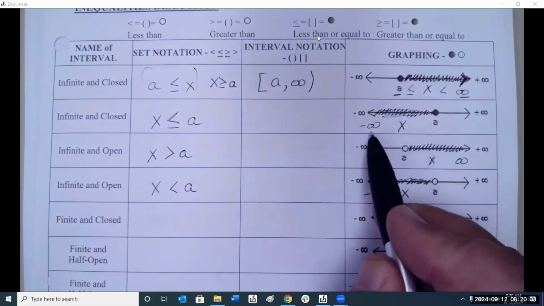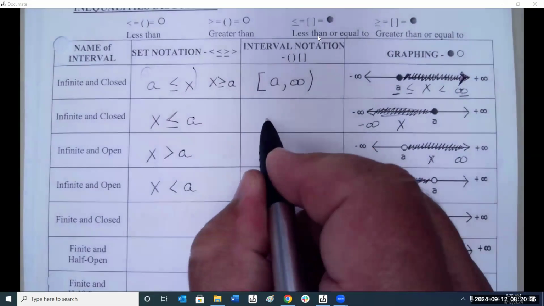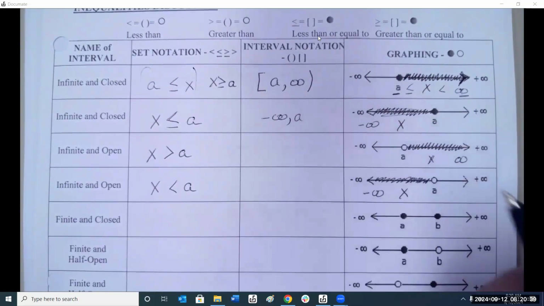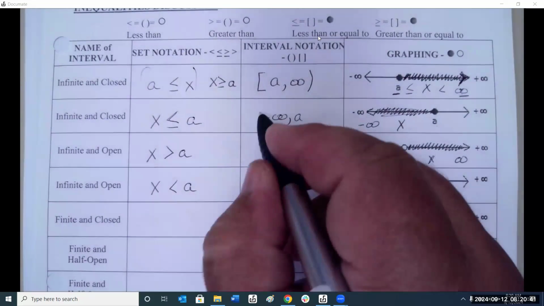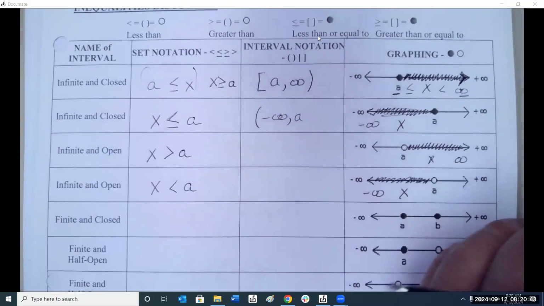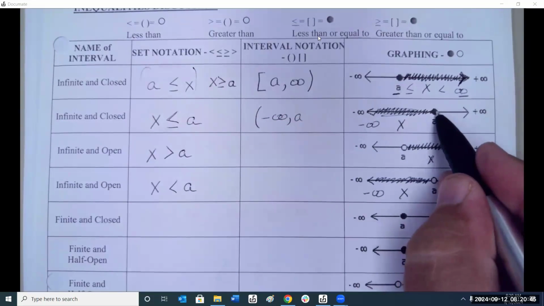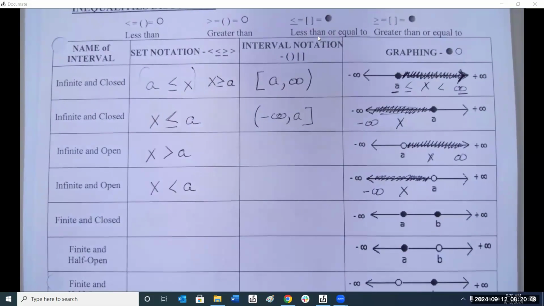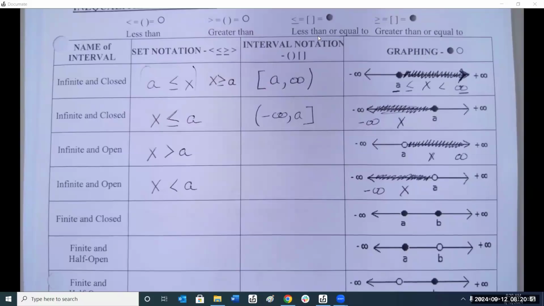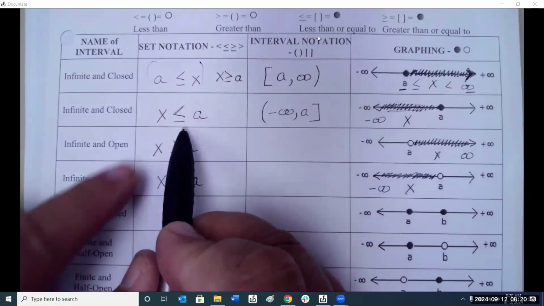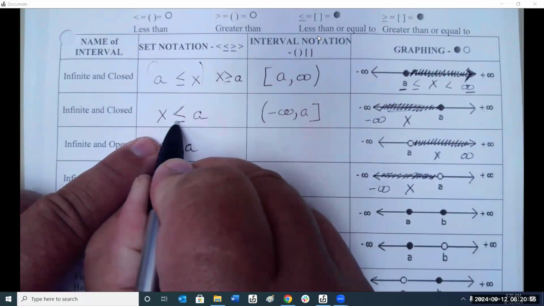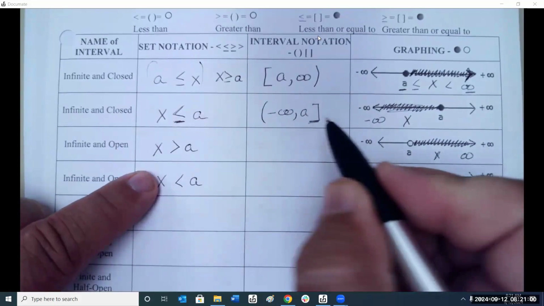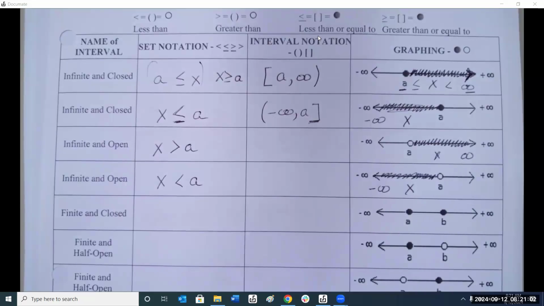And the next one, reading left to right, we have negative infinity, and it goes to A. Infinity is always a parenthesis, and since A is a solid dot, it's a bracket. That's if we have the graph. If we have the inequality symbol, because the bottom of this inequality symbol is a flat line, so is this one. So that's the easiest way to remember those.